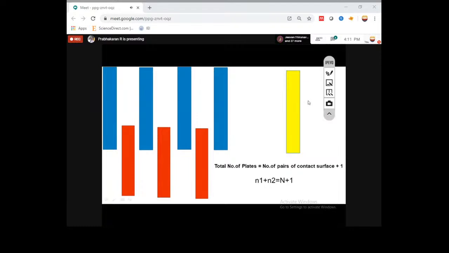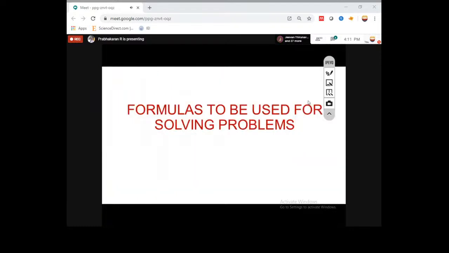Next, I'm going to talk about the formulas used for solving problems. We can solve 4 more problems. The 4 more problems are definitely useful for getting good marks from the Anna University point of view. After completing the technical aspects, you should remember the formulas.